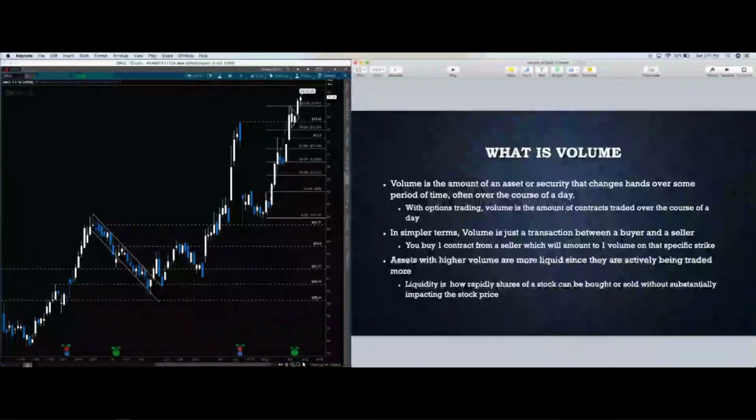Assets with higher volume are more liquid since they are actively being traded more, and liquidity is just how rapidly shares of a stock can be bought or sold without substantially impacting the stock price. So you want higher liquidity on a stock when you're trading it, just because it's easier to buy and sell out of that stock.